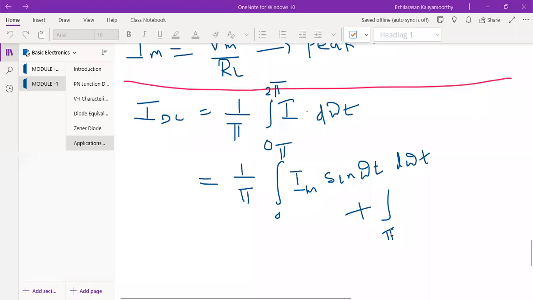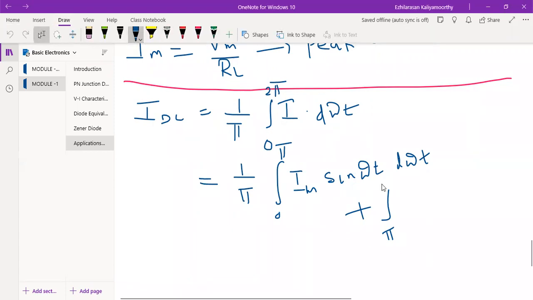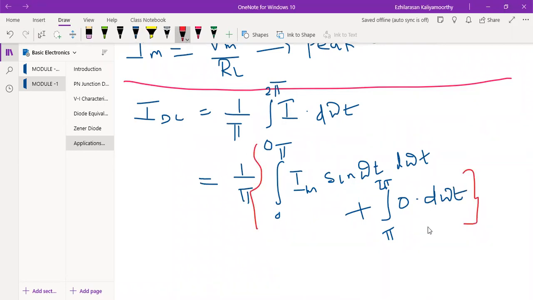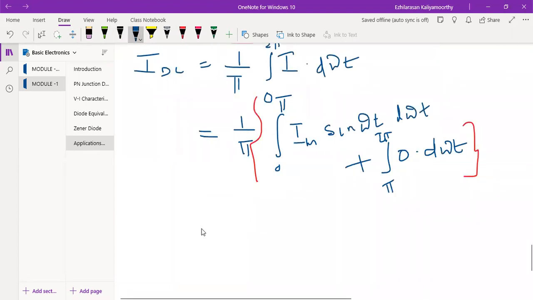Then the interval from pi to 2 pi. Pi to 2 pi is what? Actually, it is 0, 0 into d omega t. So now I can say this whole interval is this. Now let us write this integration; the second part will go to 0.